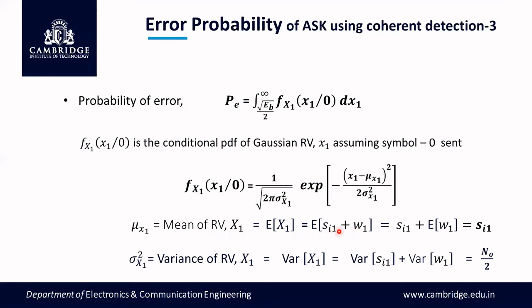Another one is the complementary error function. I've chosen the complementary error function because it is also one of the standard integrals. SI1 is the signal, which is either root Eb or zero. If symbol 1 is transmitted, it is root Eb. Here I assumed symbol 0 is transmitted, so SI1 is basically 0. The relation between the Q function and the complementary error function is given here. This relation will be substituted in this equation.